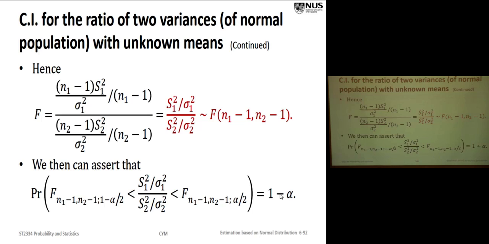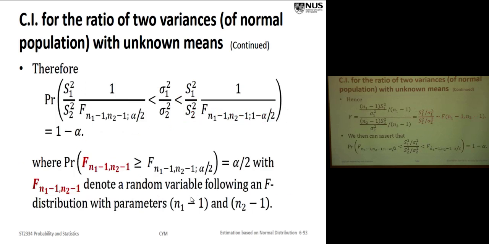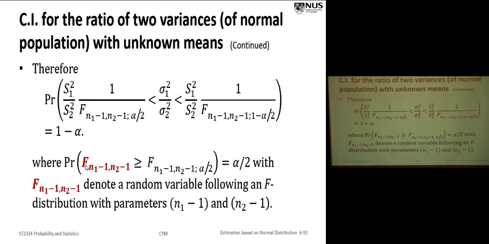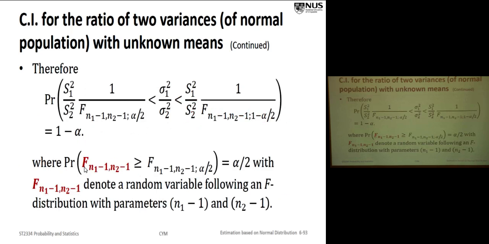I don't have a pen, they have taken them away for some reason. But basically, remember what these values mean. So for example, if I take this one, f n1 minus 1, n2 minus 1, which appears in this upper limit, then if you take a random variable which is F distributed on n1 minus 1 and n2 minus 1 degrees of freedom, the probability that this random variable exceeds this value is alpha over 2. There's a little bit of confusing notation: these are constants, these are the quantiles, while in this case this is a random variable.